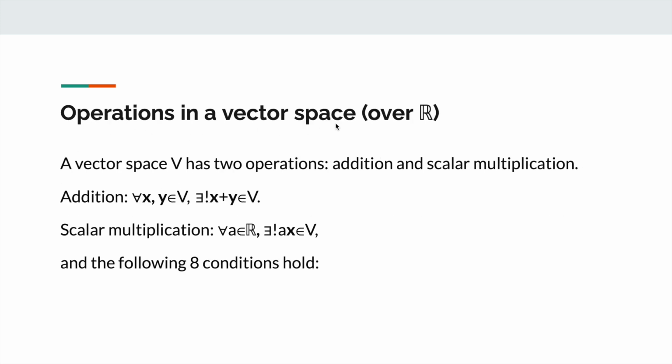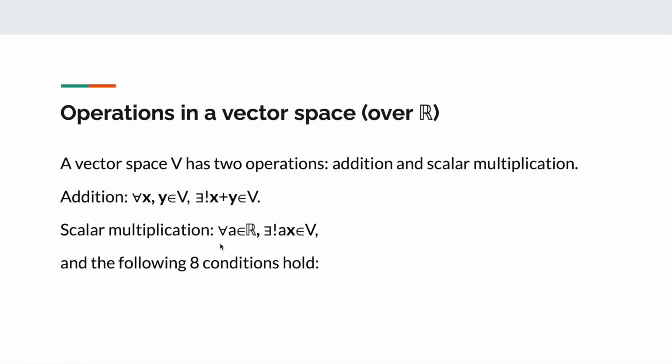Operations in a vector space over R. A vector space V has two operations, addition and scalar multiplication. Addition. We define vector x plus vector y as a unique vector in V. That means for all vectors x and y in vector space V, there exists a unique x plus y belonging to V. The exclamation mark here stands for unique.